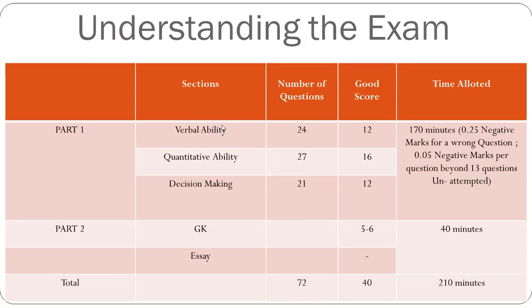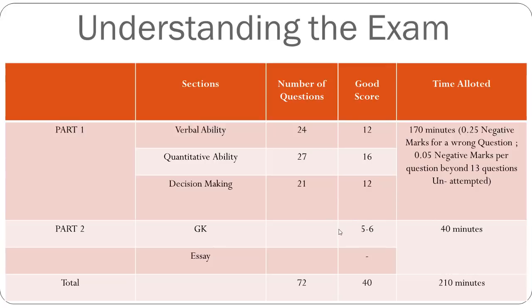Now for verbal ability, a good score would be 12 out of 24, as each question is awarded 1 mark. For quants, a good score would be 16 out of 27. And for decision making, a good score would be 12 out of 21.